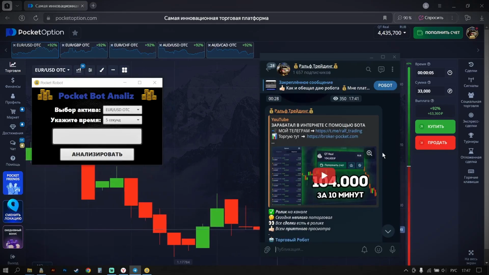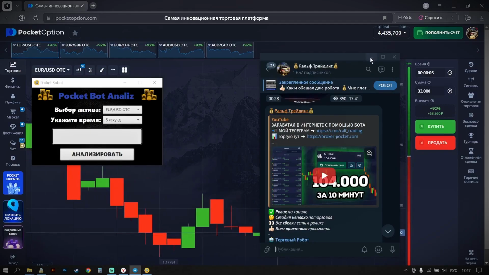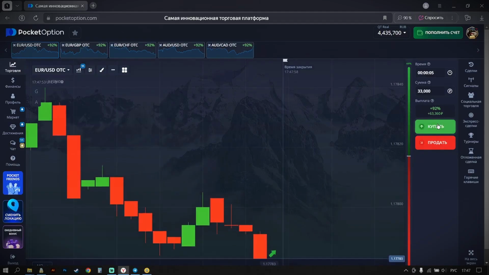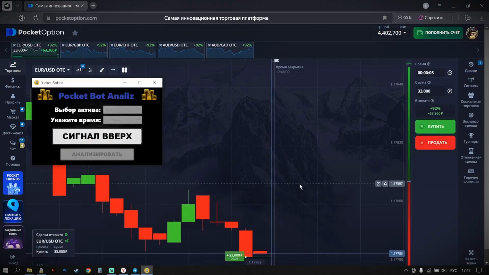Let's continue with my trading. I want to boost the deposit further, at least up to 4.5 million. Let's finish up with the deposits. Basically, for today, I think I'll wrap up my trading session.